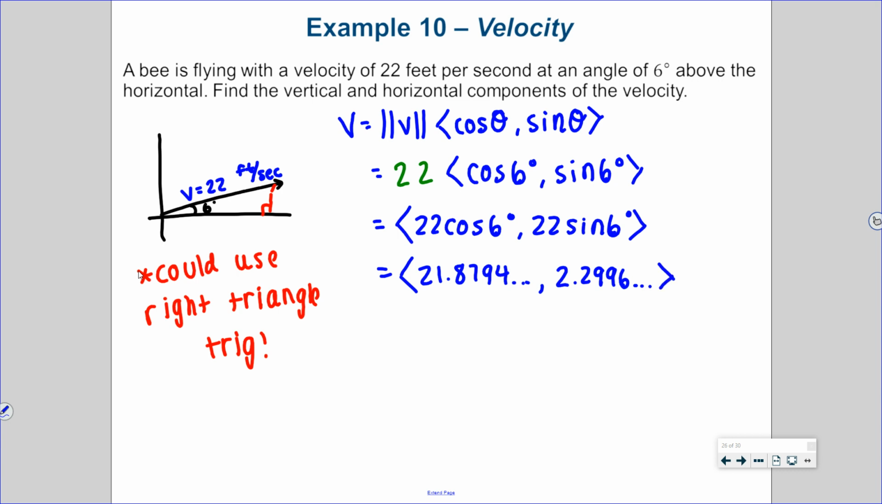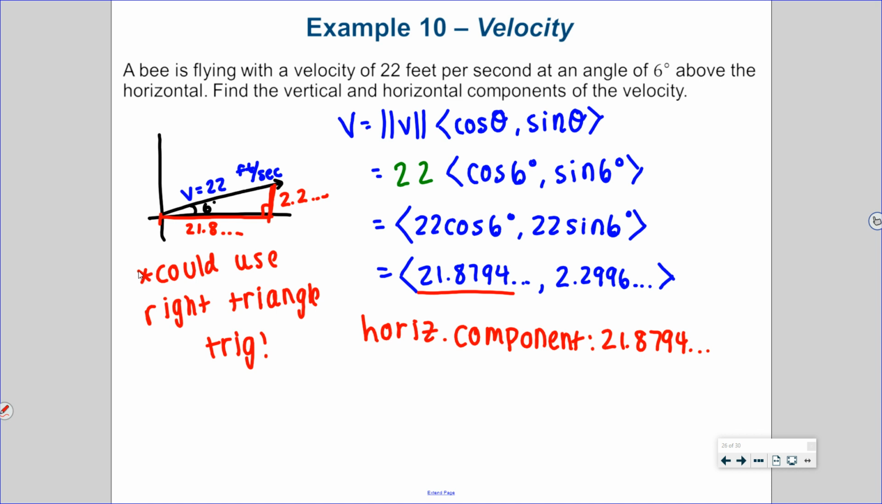Okay, so again, if you would have done this using right triangle trig, you're getting this, which is our horizontal component. You would have gotten that 21.8 number. Then our vertical component is pretty small, which makes sense because this is a tiny angle. You could have done right triangle trig as well. So to answer our question, the horizontal component, I know in component form of vectors, is this first number.